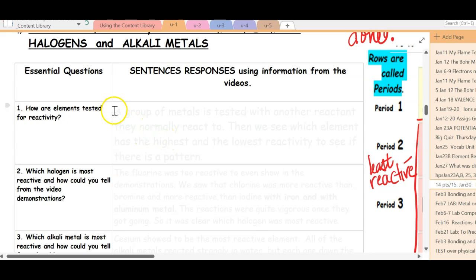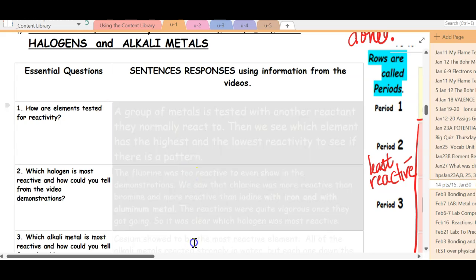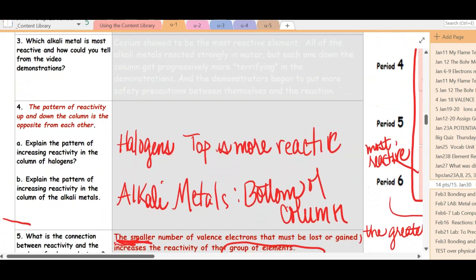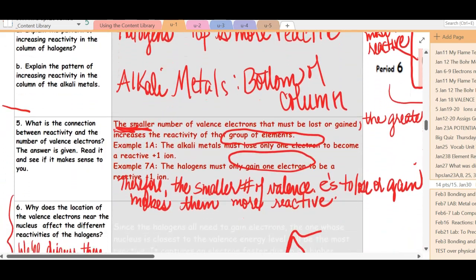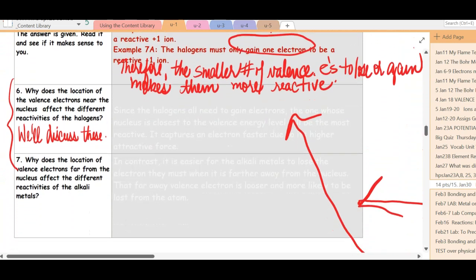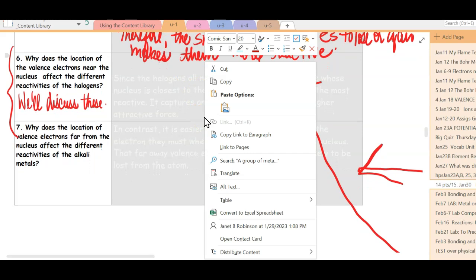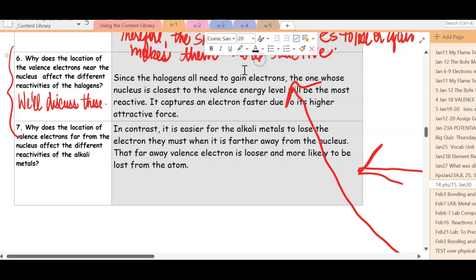Okay, so what we're going to do now is go over these, so that if you didn't get them correct when we went through them, you'll have a chance to see them again. And instead of being this color, they're going to be black. All right, here we go.